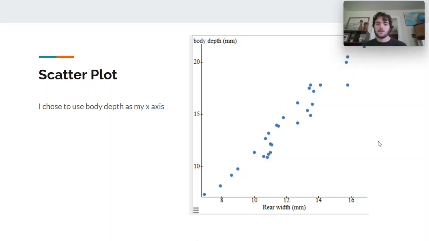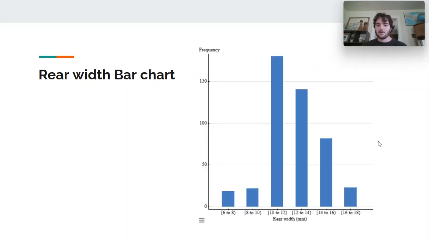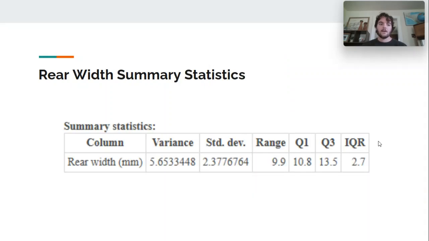Here's my scatter plot. I chose body depth, just to compare and contrast with the rear width, and it's a positive correlation. Here's my histogram. As you can see, the 10 through 12 range is the highest in frequency with 13. Here's my bar chart. Similarly, the frequency for the 10 to 12 range is the highest.